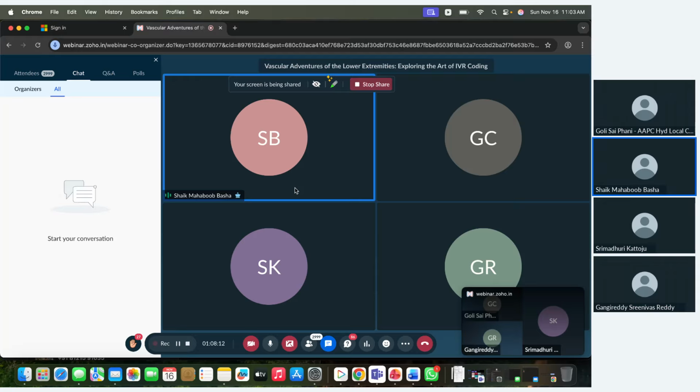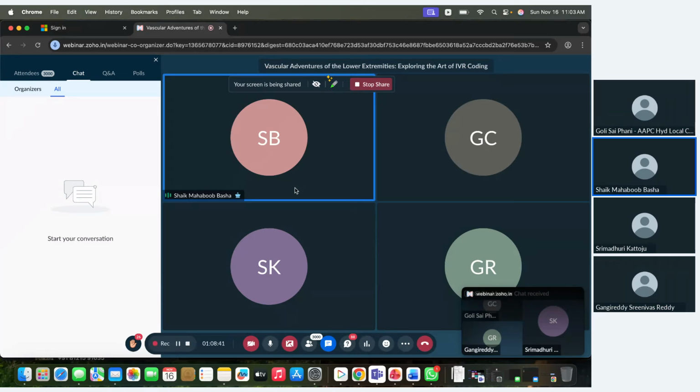Stent placement in common femoral artery. Angioplasty in superficial femoral artery. Stent in common femoral, angioplasty superficial femoral. Both are same side, left side. Will you code both or single? Shaun said code both. Vishweshwaran, only 1 code.